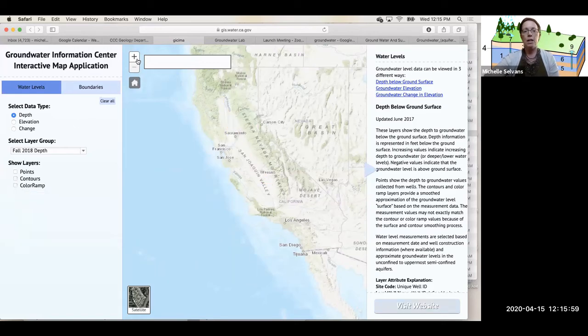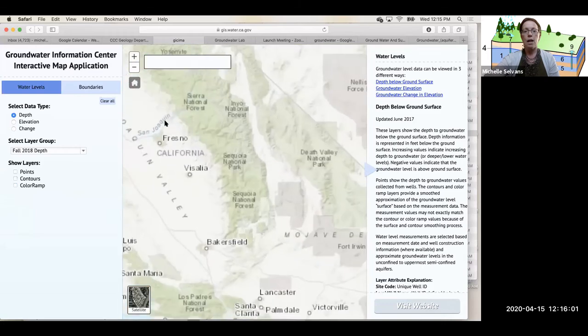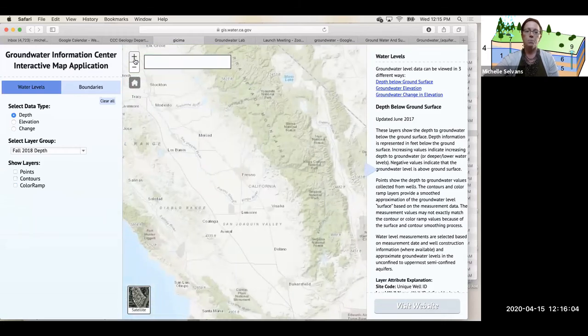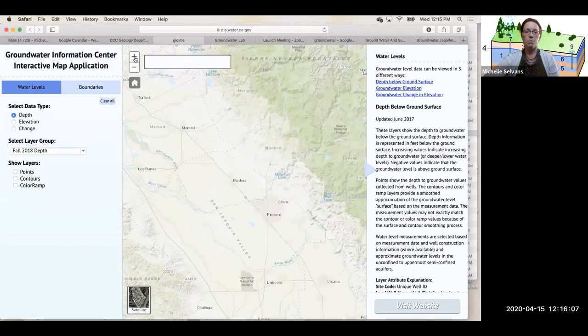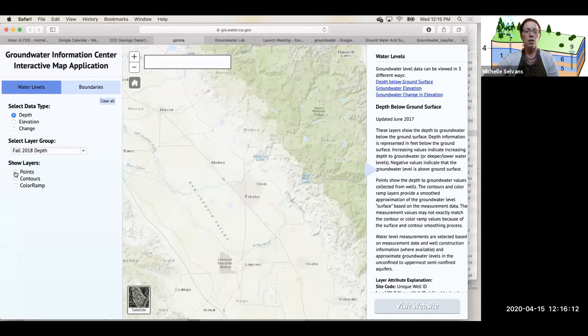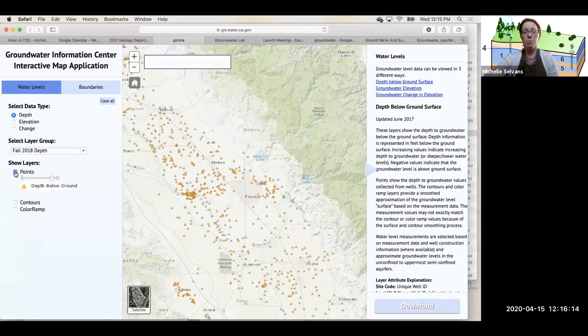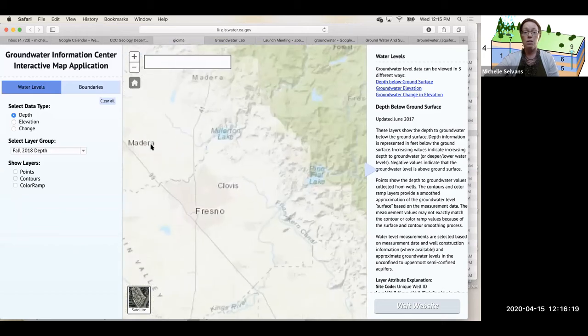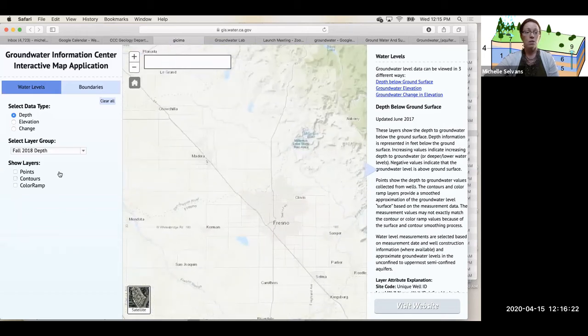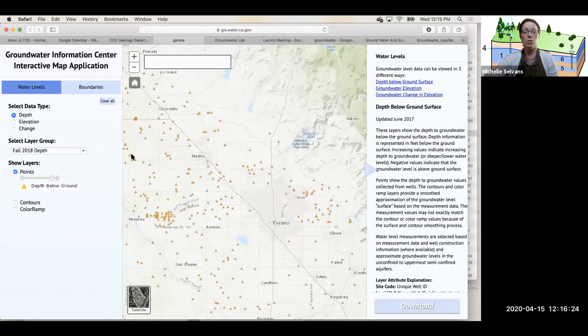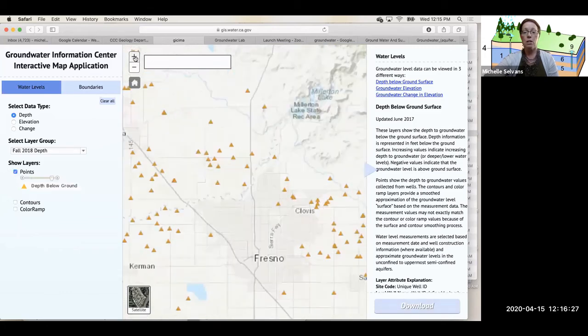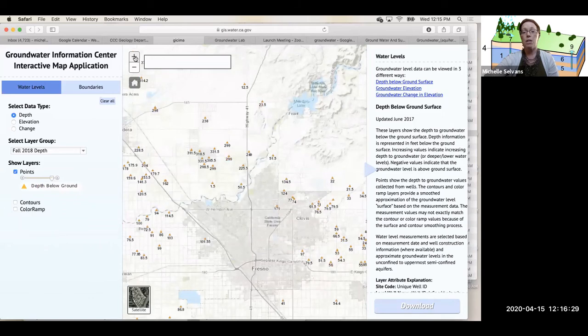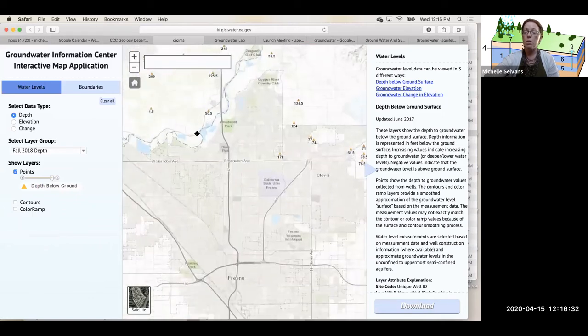So if we zoom in now, which is what I'm asking you to do in the lab, to the Fresno area, you can turn on point display. And in order to actually see the values associated with it, I need to zoom in a little further. So once you are zoomed in far enough, you'll actually see the values displayed for how deep the water table is below the surface of the land at those particular locations.